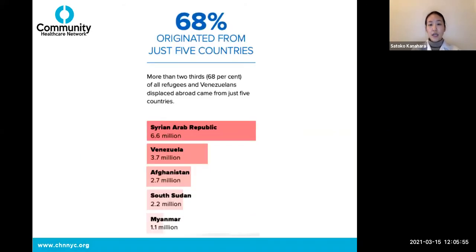And a lot of it has to do with politics. So we might be caught up in the medicine things, but it's important to understand a political background. And I'm always trying to educate myself about what is going on. But 68% of all the refugees and people who are displaced come from just 5 countries: Syria, Venezuela, Afghanistan, South Sudan, and Myanmar. A lot of the reasons for those numbers is because of their internal conflict and social political backgrounds in those locations.